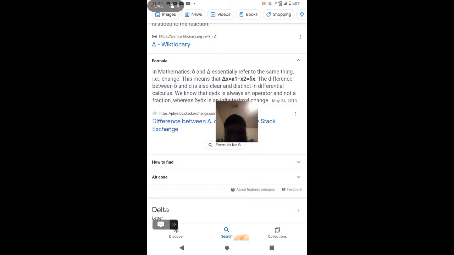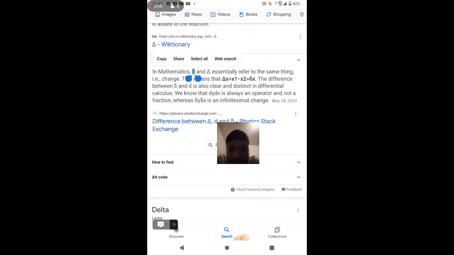The difference between that and D is also clear in the distinct and differentials calculus. We know that dy dx is always an operator and not a fraction, where that y and x is an exponential change, because this stands for the atom, right? This stands for the DNA.